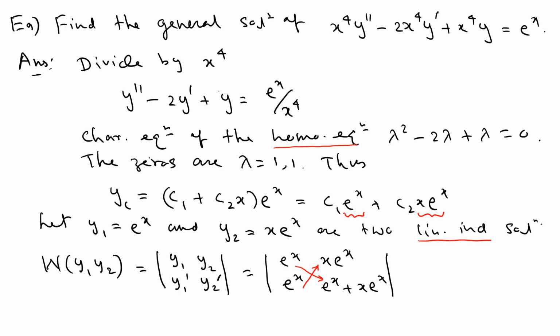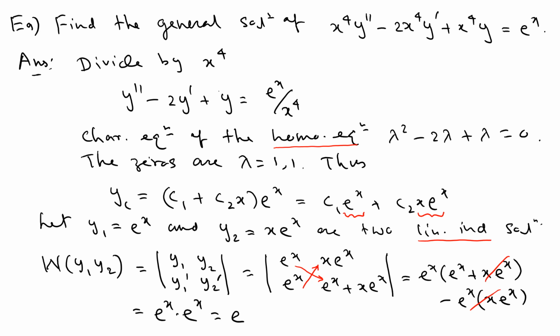So if you do that, what do you get? You're going to get e^x times (e^x plus x e^x) minus e^x times x e^x. You can see this simplifies very well. That and that get cancelled. So you simply get e^x times e^x, which is e to the 2x, and you know that this is never equal to 0. So that's good.